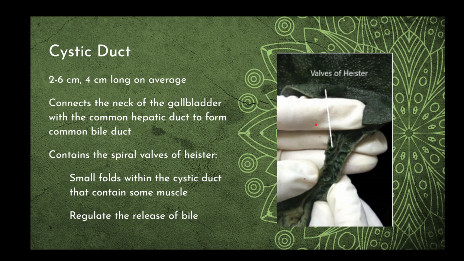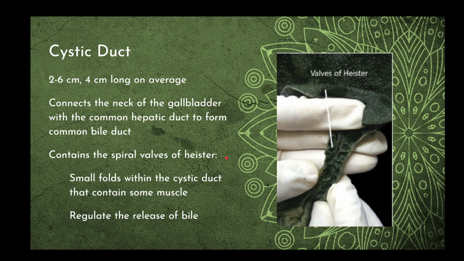The hepatic duct then joins up with the cystic duct, and the cystic duct is actually kind of a really interesting feature of the biliary tree. So it's about 2 to 6 centimeters long, 4 centimeters on average. Don't need to know this, fun fact. But what it does, it connects the gallbladder to the common hepatic duct.